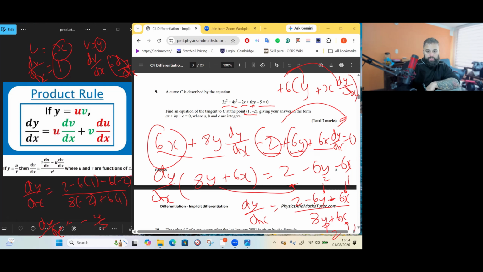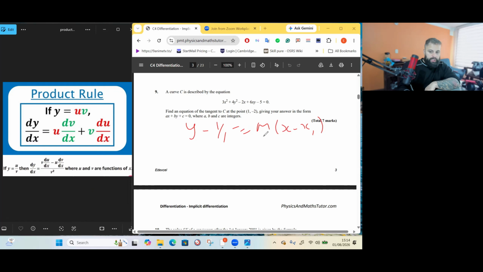And then what I'll do is apply this equation where my gradient is -4 over 5. My x coordinate over there is -1, and my y coordinate over there is -2. So -(-2) is actually +2. So you times everything by 5, you rearrange everything, and what you should get is 4x plus 5y plus 6 equals the number 0.